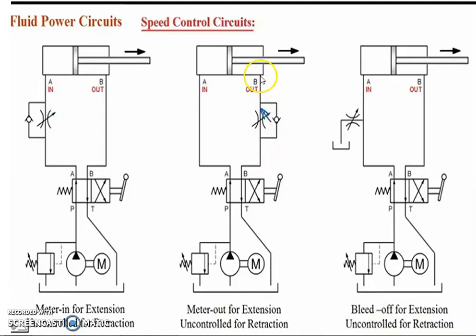This is a less pressure line. This is a high pressure line. This is a pressure line. This is a secondary line. In meter out circuit, flow control valve is placed in secondary line. And in bleed off circuit, flow control valve is placed in bypass line. Bleed off means bypass. So this is the comparison between meter in circuit, meter out and bleed off.